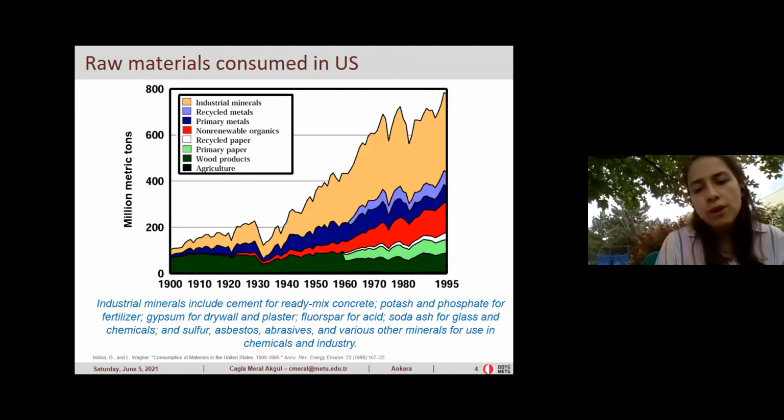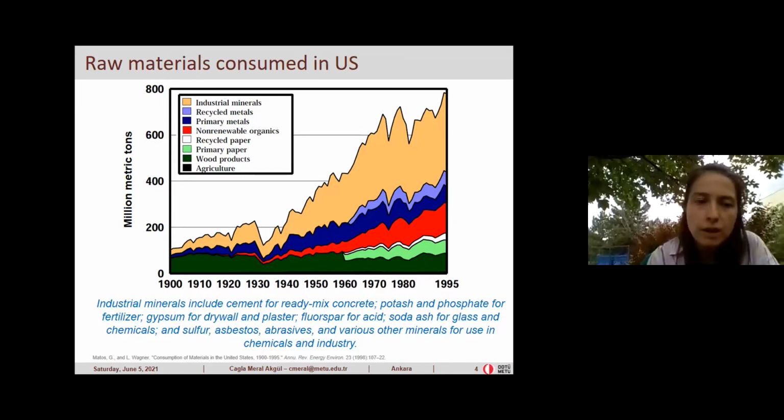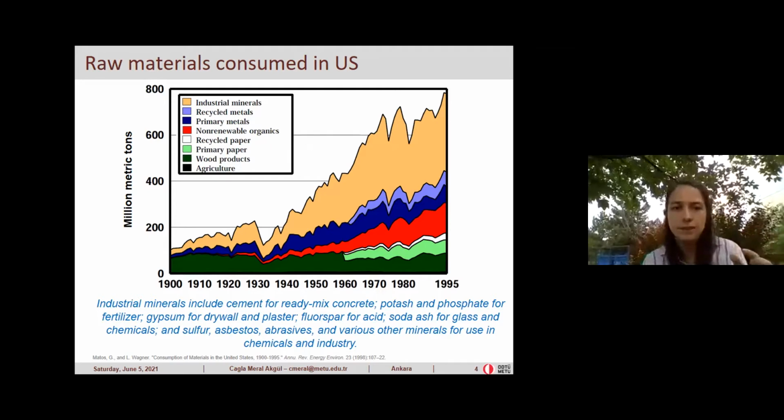I want to show you a graph which represents a snap of materials consumed. Industrial minerals are by far the most consumed materials. Then comes non-renewable organics, such as fuels. And we also consume a lot of wood and agricultural material. Then we have some paper, and thankfully around after maybe 2010, the amount of paper we consume is slightly decreasing because we are passing to an mostly electronic system. And we also have some recycled materials, and we have these primary metals that we consume all the time.